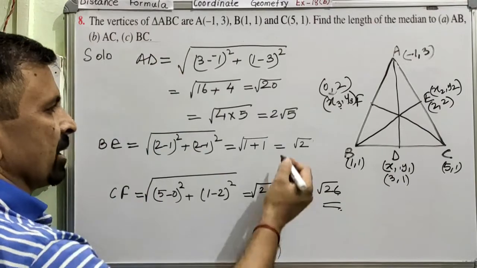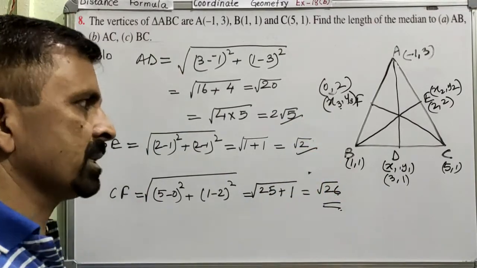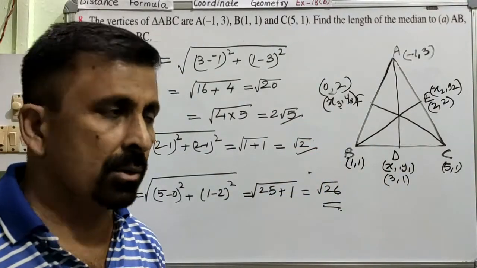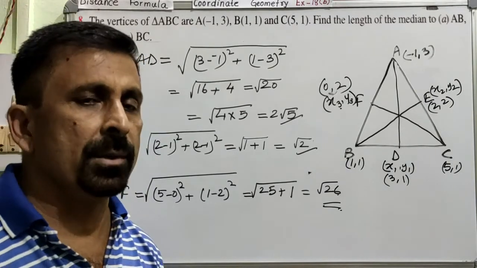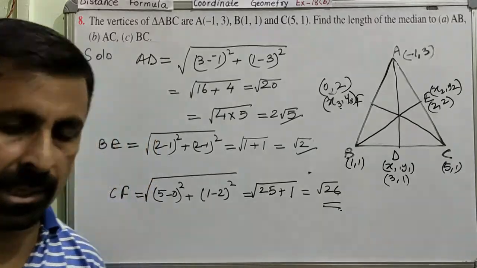You calculated the length of all the three medians of this triangle. So we have used the concept of the midpoint formula and we have used the distance formula. Is this very clear? Thank you.